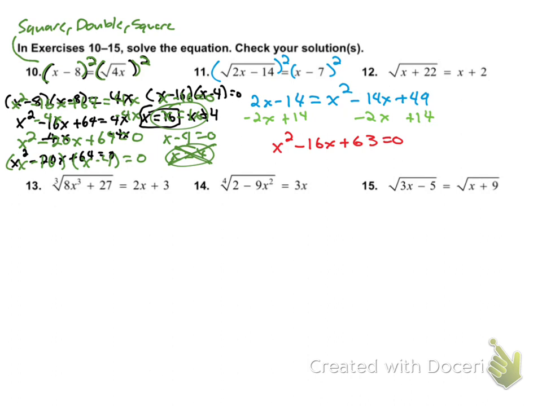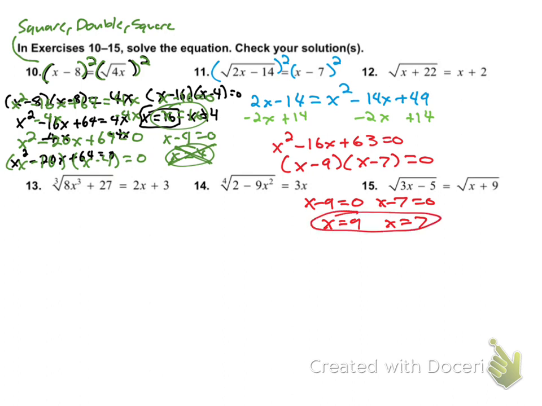What will that be? Think negative 9, negative 7. Right? Negative 9 times negative 7 is 63. Negative 9 minus 7 is negative 16. Set them both equal to 0. Okay, x equals 9, x equals 7. Now, if you plug those back in, 9 works, 7 works. They both work. So they're both your solution there. Okay. 9 and 7 both work.